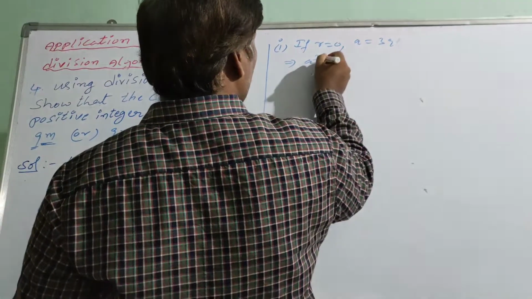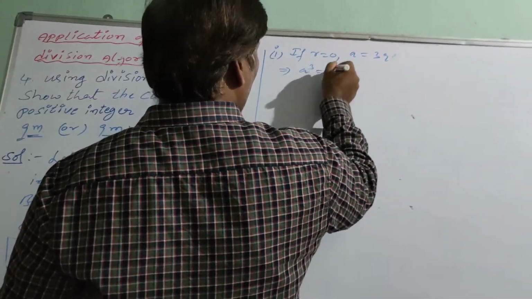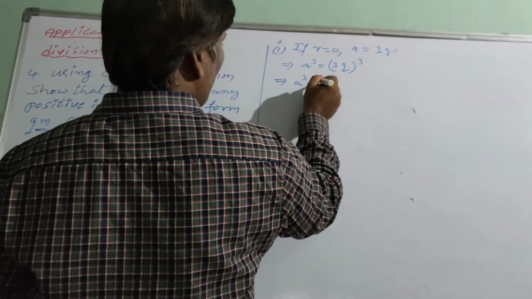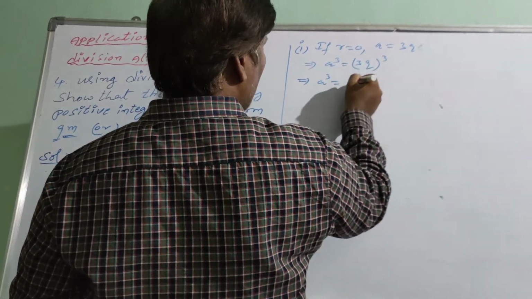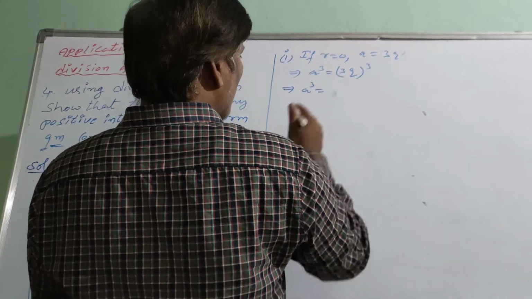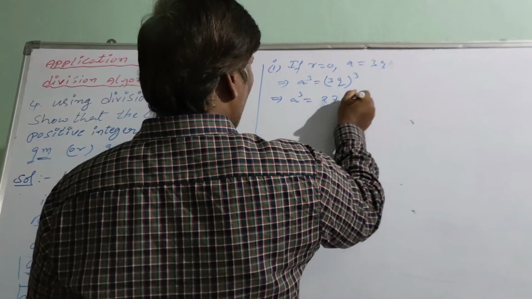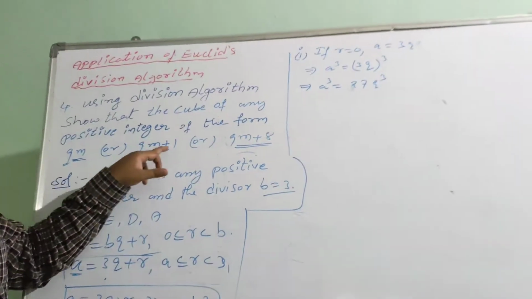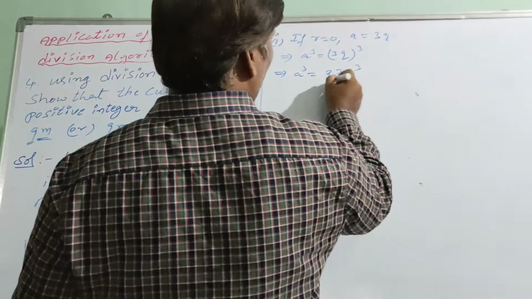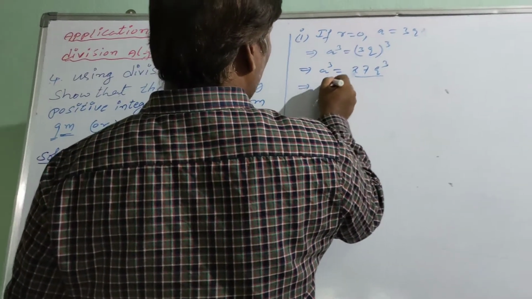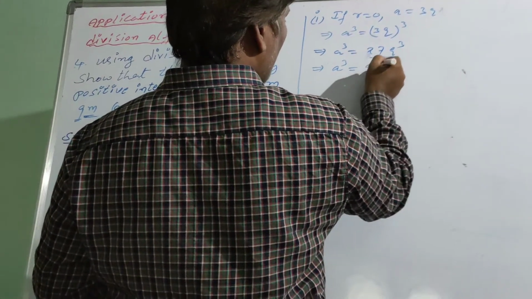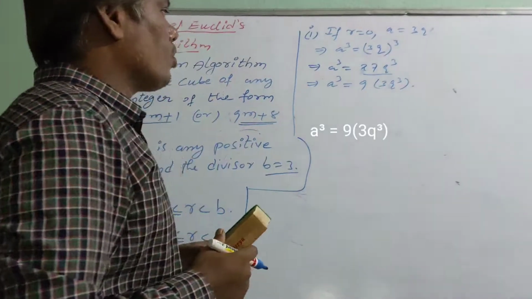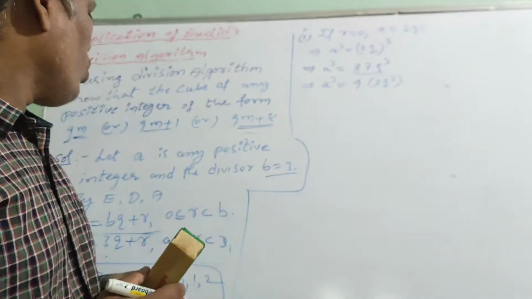So let us cube on both sides. A cube is equal to 3Q whole cube. So A cube is equal to 3 cube Q cube. 3 into 3 into 3, 3 3s are 9, 9 3s are 27. So we will get 27 Q cube. But we should get the form 9m or 9m plus 1 or 9m plus 8. That means we should write this as the product of 9 and something. So we can write 9 into 3Q cube. So A cube is equal to 9 into 3Q cube.